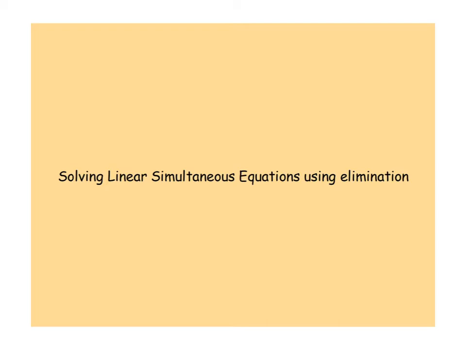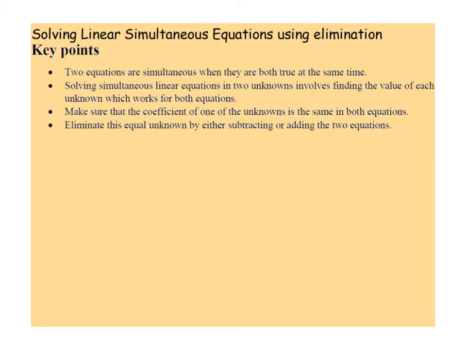So as usual, first the key points. So, first of all, the meaning of the word simultaneous. Simultaneous means two things happening at the same time. So if two equations are simultaneous, then they're both true at the same time, which means that the solutions have to work at the same time.